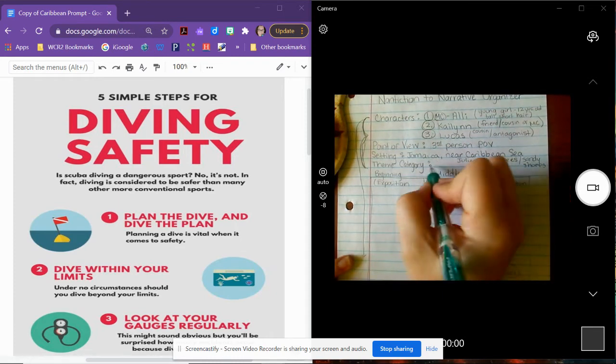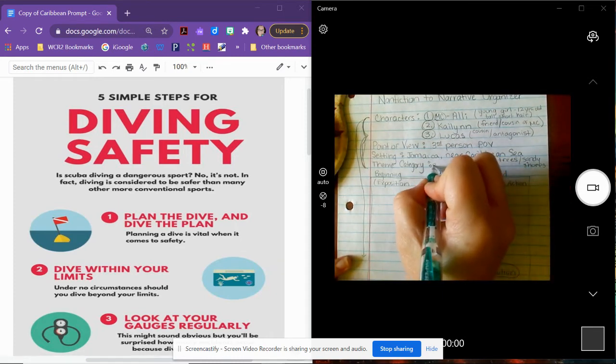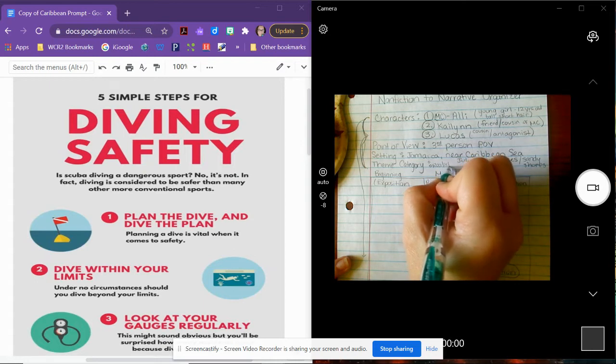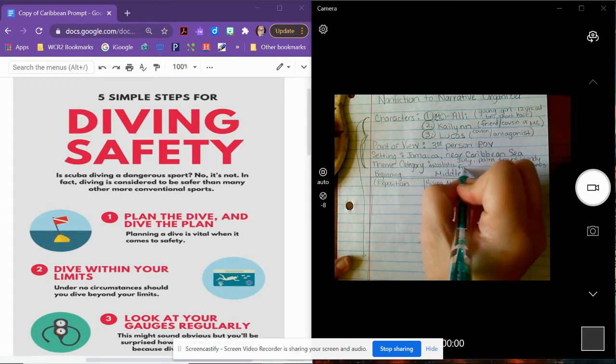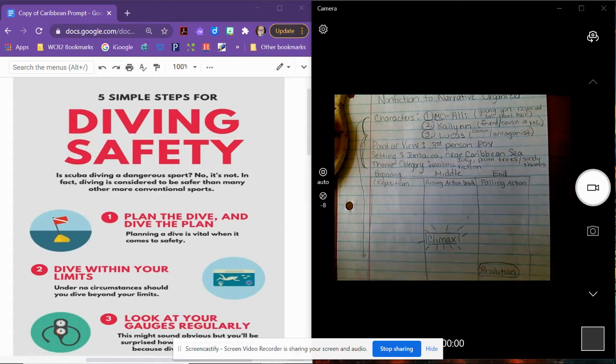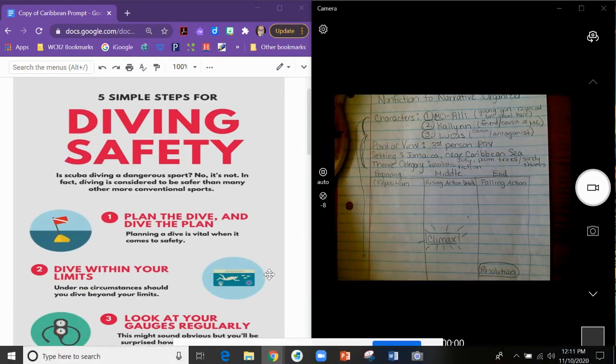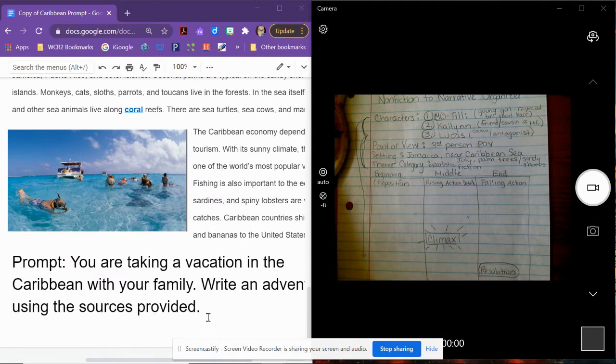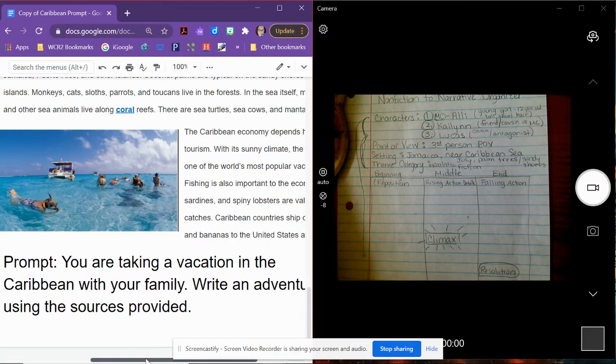And then our theme category is simply, what kind of story is this? It's going to be realistic fiction. When you're going from nonfiction to narrative, it's all based around the prompt also. So that prompt is super important to pay attention to. The prompt is: you are taking a vacation in the Caribbean with your family. Hence why I stuck with cousins. Write an adventure using the sources provided.